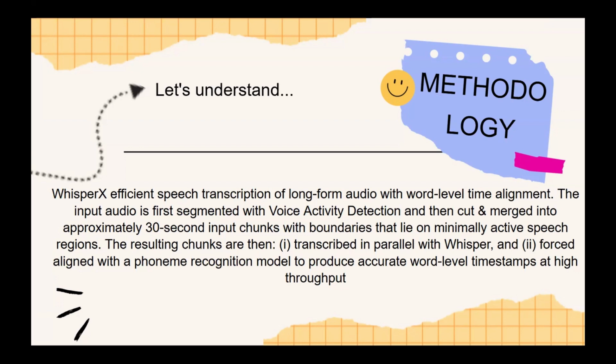WhisperX is an efficient speech transcription of long-form audio with word-level time alignment. The input audio is first segmented by voice activity detection, then cut and merged into approximately 30-second input chunks with boundaries that lie on minimal-activity speech regions. In Whisper, the previous model, it also divided the audio into small chunks of 30 seconds, but it doesn't have the capability to remove the silence from the speech.